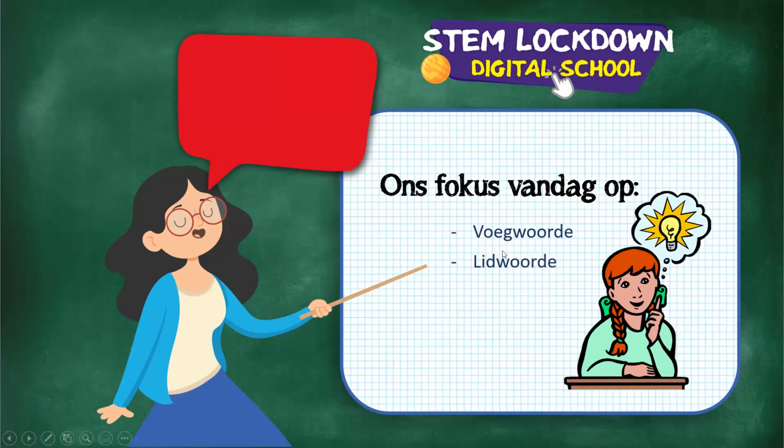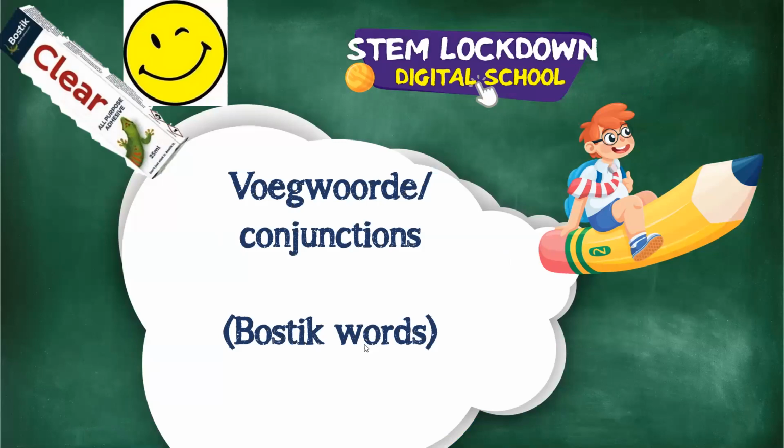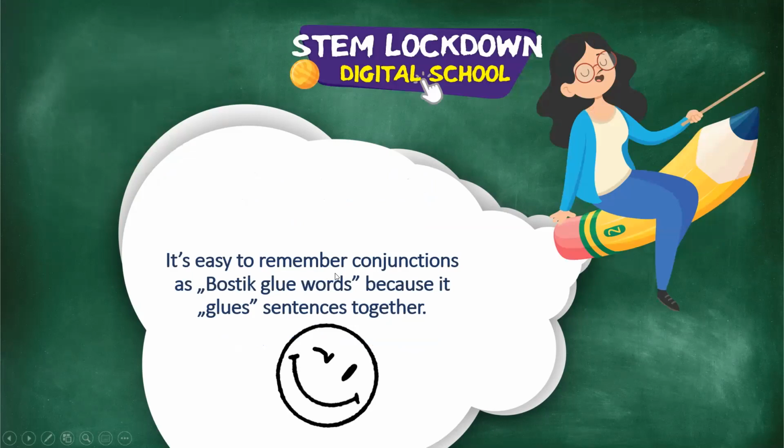Now I've got a lekker word there for voegwoorde. I call them Bostic words. Now you all know the glue Bostic. Now voegwoorde in English is also called conjunctions. And then I call voegwoorde Bostic glue words because it sticks two sentences together. All right, so let's go on. It's easy to remember conjunctions or in Afrikaans voegwoorde as Bostic glue words because it glues sentences together.